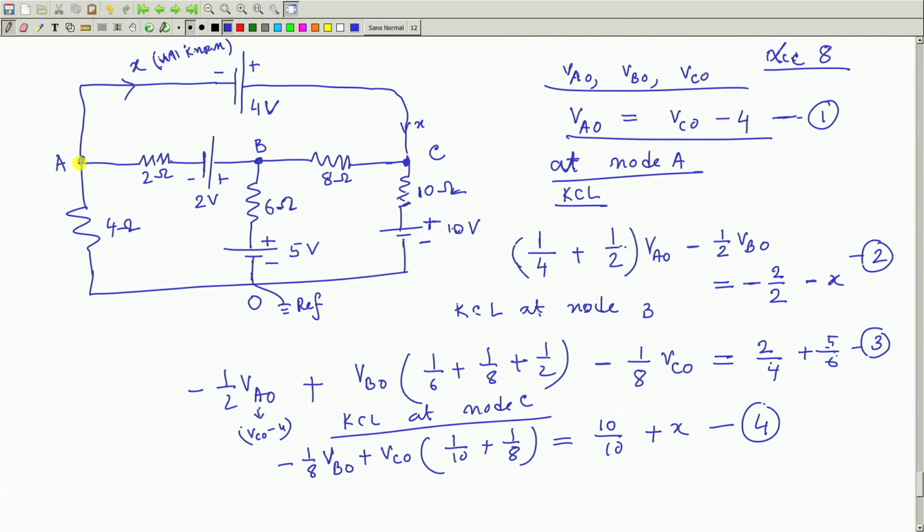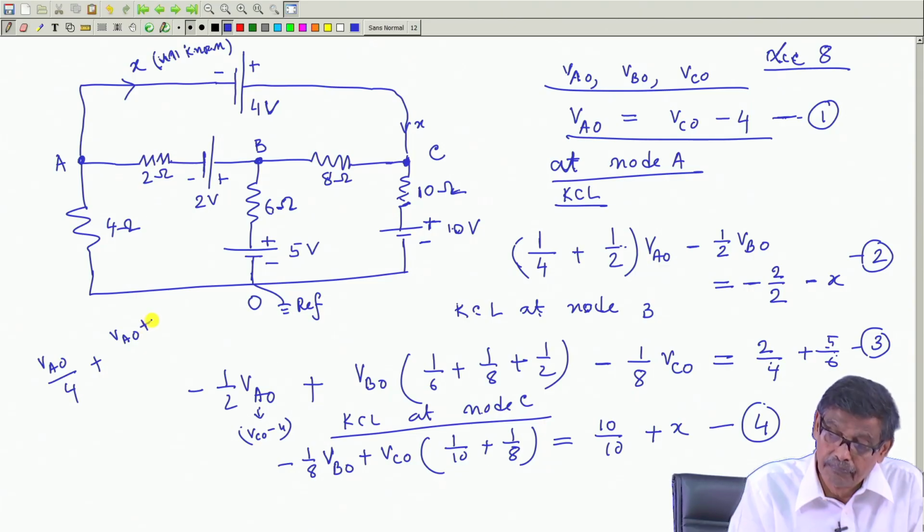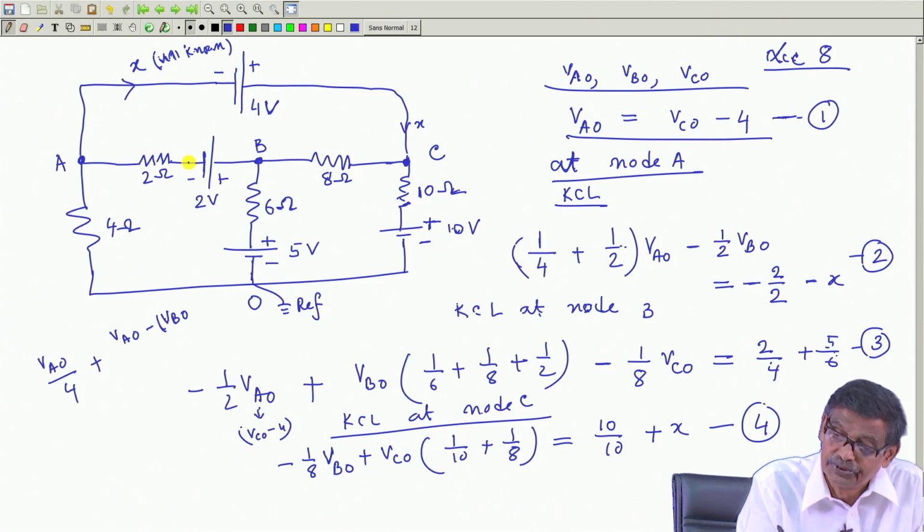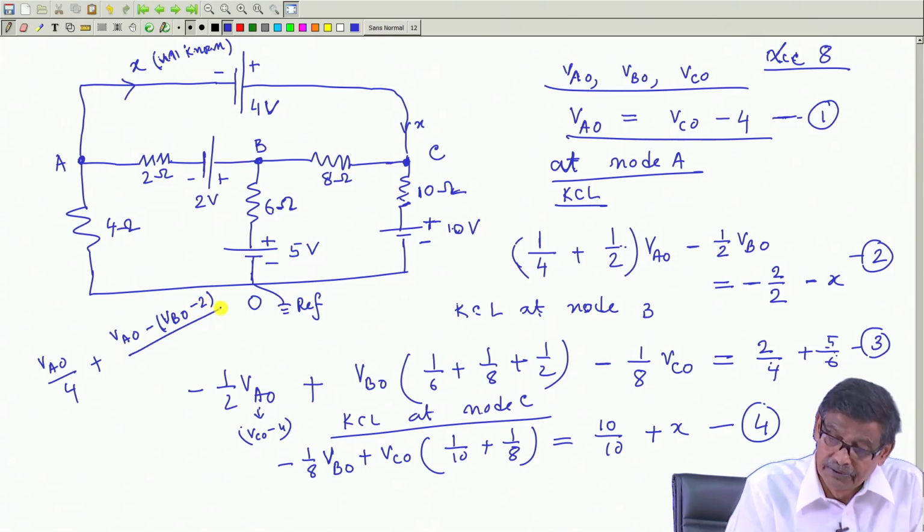Then apply KCL at A. What will be the KCL at A? If you want to write from fundamental, V A 0 by 4 this way, plus V A 0 minus the potential of this point, V B 0; then to reach from this to this, minus 2 volt divided by 2, this will be this current. And going away, this current is plus x, that is equal to 0.